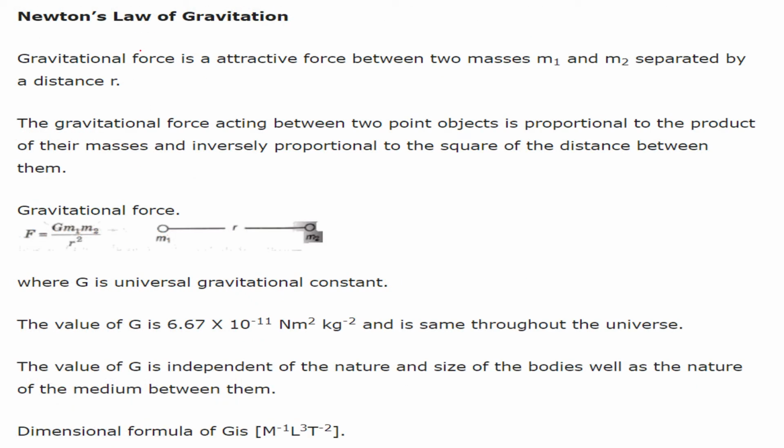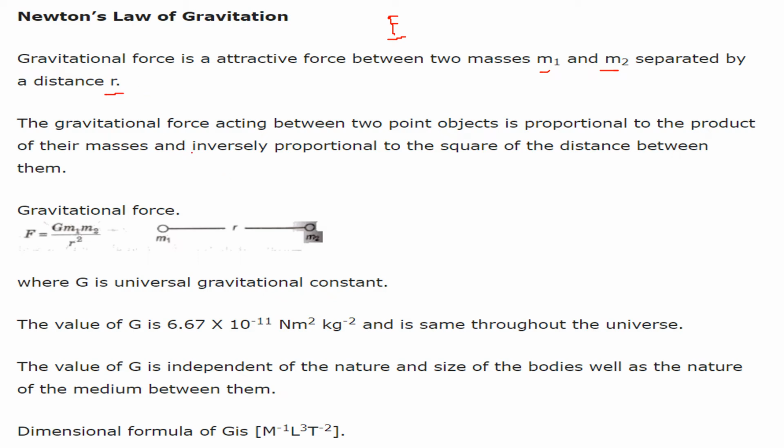Newton's law of gravitation. The gravitational force is an attraction force, and this acts between two bodies, two masses, m1 and m2, which are separated by a certain distance. We call it r.